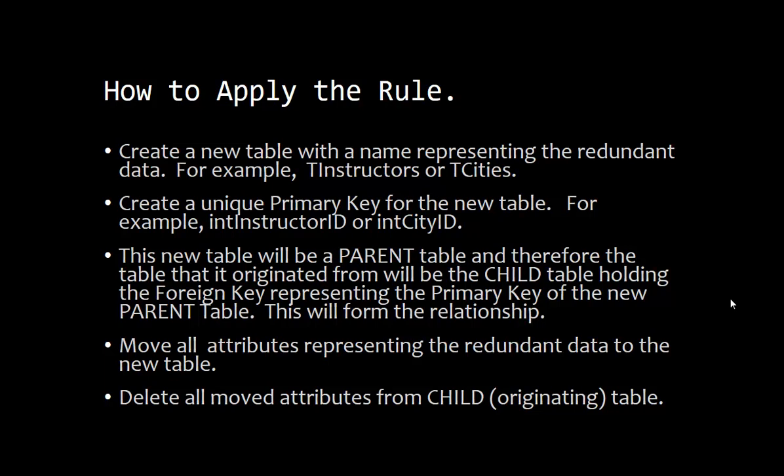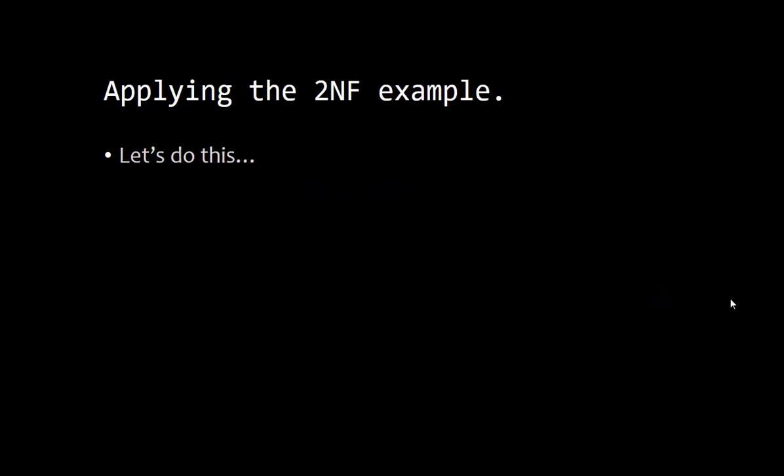So the state table, in this case, will become the parent table. And therefore, the table that it originated from will be the child table, a little bit different from first normal form. Okay? Therefore, the child table will hold the foreign key, representing the primary key of the new parent table we just created based upon the second normal form. We're going to move all the attributes representing the redundant data to the new table and delete all moved data from the child, the originating table. There you go. Not too hard. Let's go ahead and look at an example of this, okay? And kind of get into it, all right?